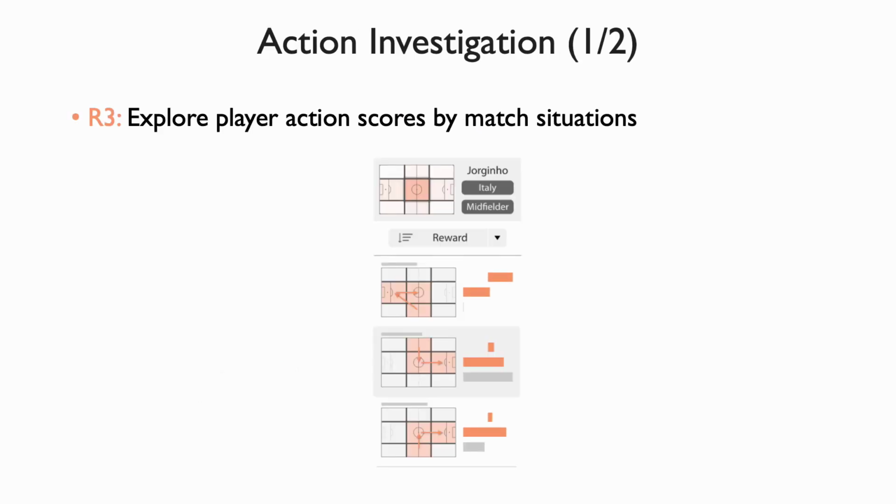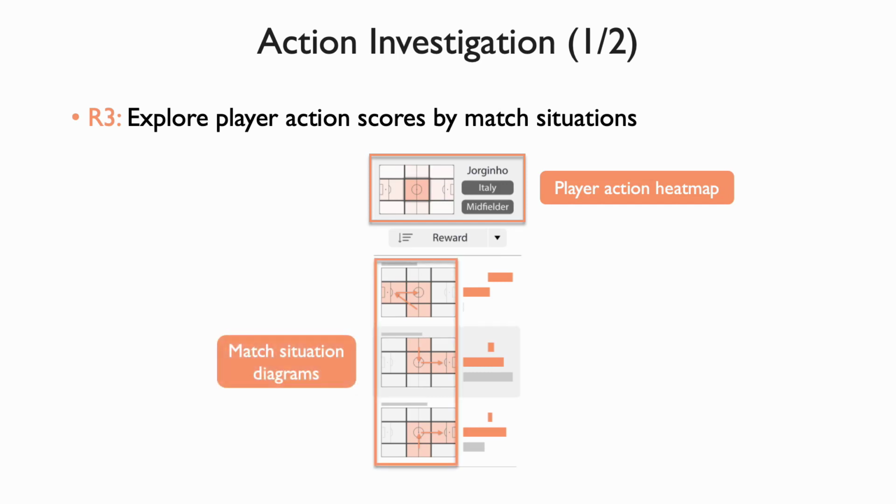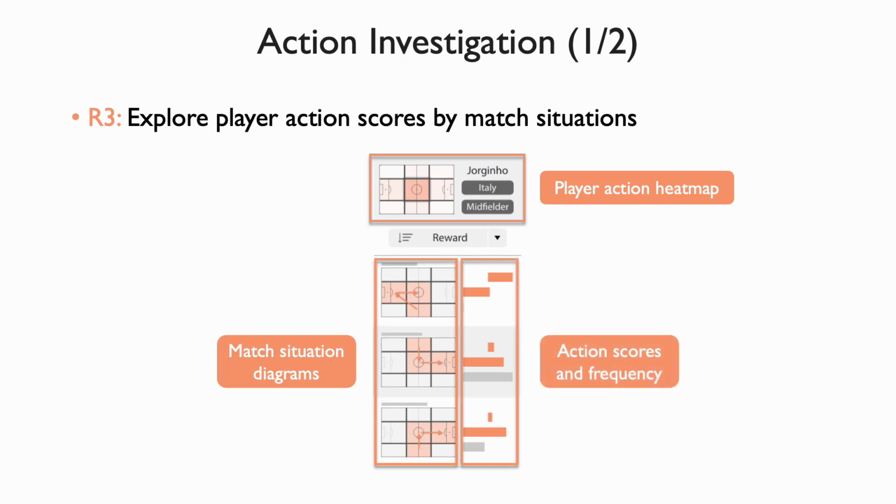The match situation list presents the action scores in multiple match situations with a sortable list. We provide a player action heat map for selecting actions by start region for further analysis. Each row of the list indicates the actions conducted in the same match situation, containing the match situation diagram, the average reward and risk scores, and the frequency of the actions.